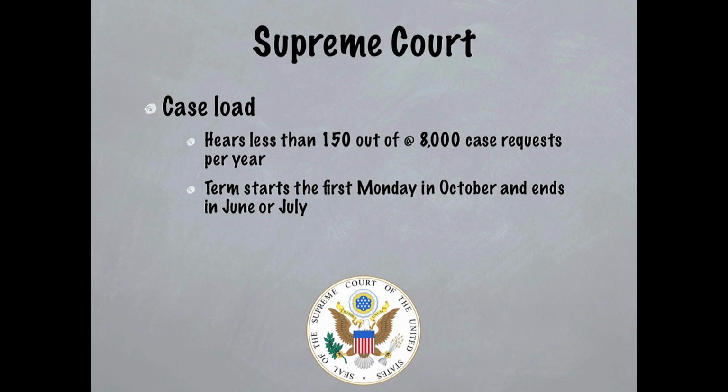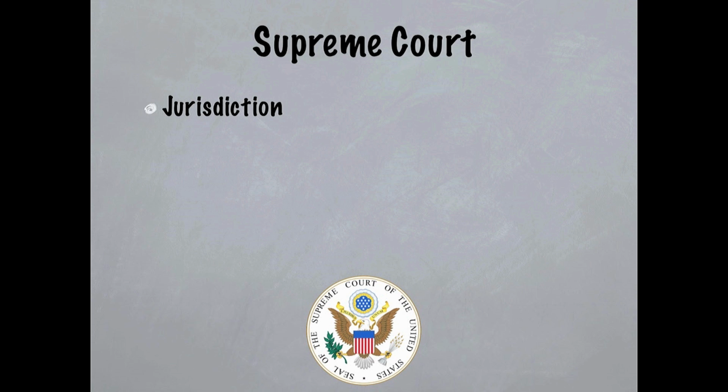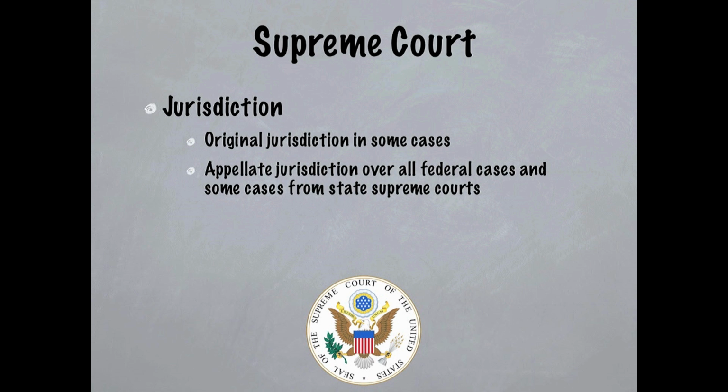Its term starts the first Monday in October, and it hears cases intermittently until the end of June or early July. In some cases, the Supreme Court has original jurisdiction. Otherwise, it has appellate jurisdiction over all federal cases. It may also take cases from state Supreme Courts, particularly when there is a constitutional issue to settle. Like appellate courts, the Supreme Court can affirm, reverse, and/or remand a case.